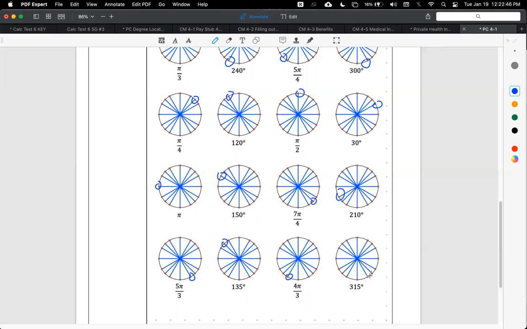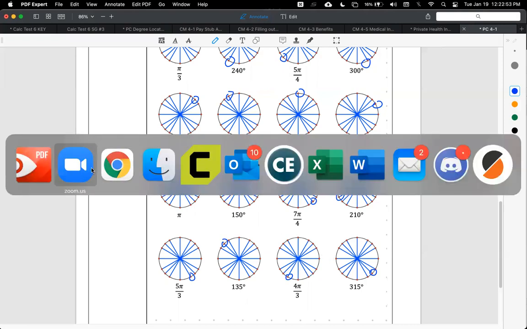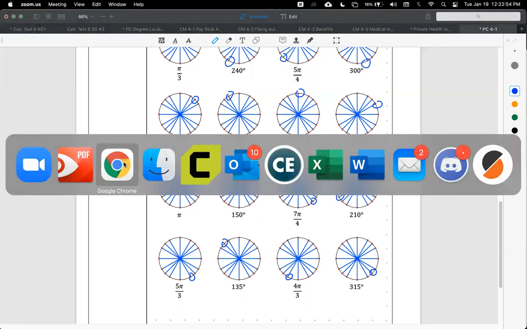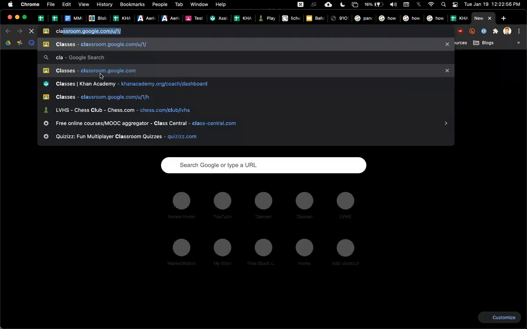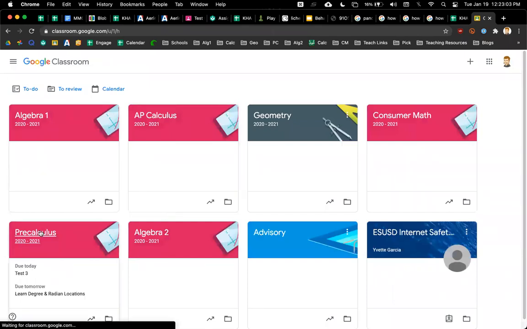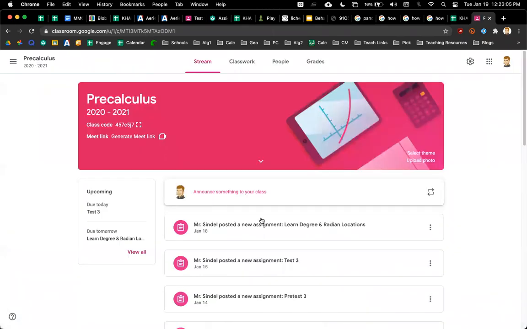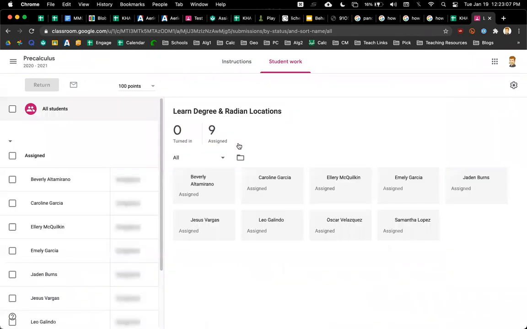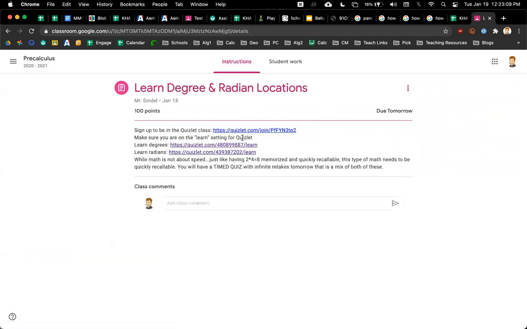There it is, nice. All right, so what are you doing for homework? You're going to Quizlet. What does that look like? Let me show you. You go to classroom.google.com, on here, you will see Precalculus, new assignment, learn degree and radian location. In the instructions, I say, first, sign up for Quizlet. You will all click on this, and then you will be in the classroom.